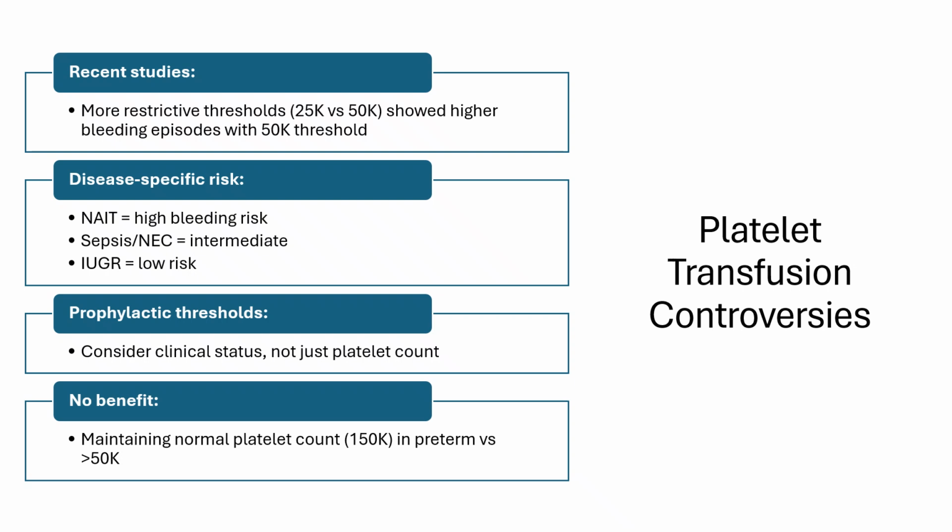Earlier studies comparing maintenance at greater than 150,000 per microliter versus greater than 50,000 per microliter found no reduction in intraventricular hemorrhage with higher counts. This challenges the physiologic assumption that more platelets automatically provide better hemostasis, suggesting that other factors, including platelet function, vascular integrity, and coagulation cascade function, may be more important than absolute numbers in determining bleeding risk.